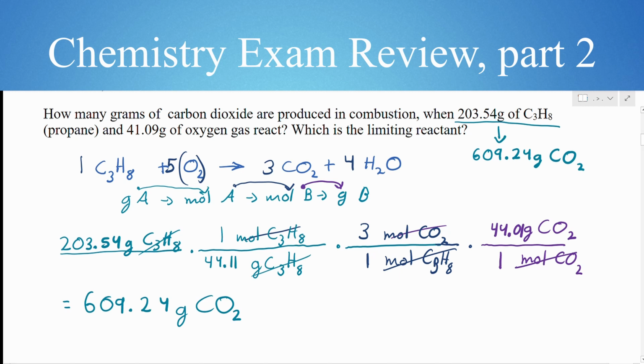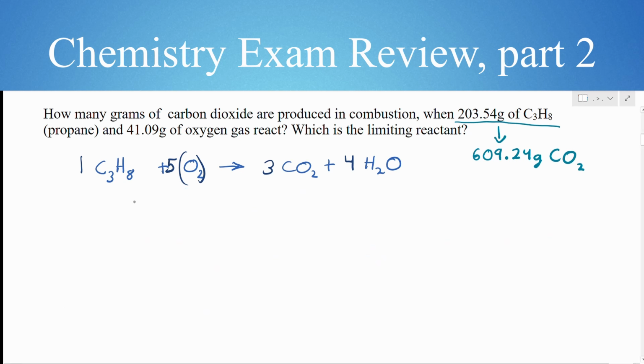of oxygen gas. Again, we're going to follow the same map, so grams of A, which is going to be the oxygen, okay, moles of A, moles of B, grams of B. Because we cannot convert directly from grams of A to grams of B. We must go through moles. Right, so same thing, so 41.09 grams of oxygen gas. And we need to convert this to moles of oxygen gas.